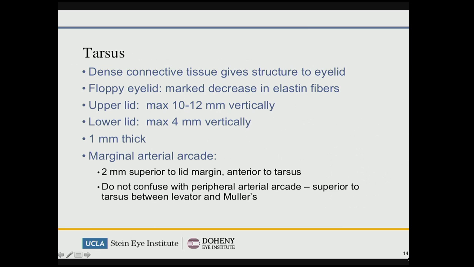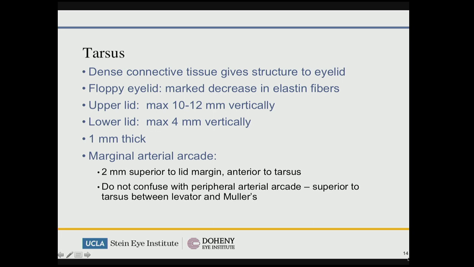The tarsus consists of dense plates of connective tissue that give structure to the eyelid. And in floppy eyelid syndrome, you have a marked decrease in elastin fibers. I mention that only because I've seen it as a test question in the past. The upper lid tarsus is about 10 to 12 millimeters at its greatest height vertically. The lower lid tarsus is about 4 millimeters, and that's relevant in reconstructive procedures, as I'll discuss a little bit later.